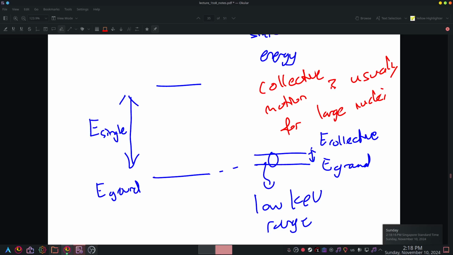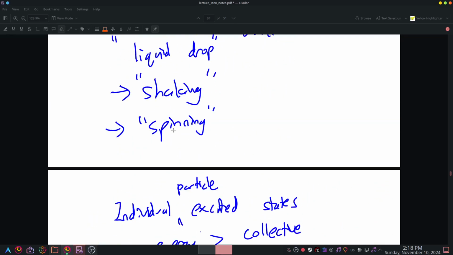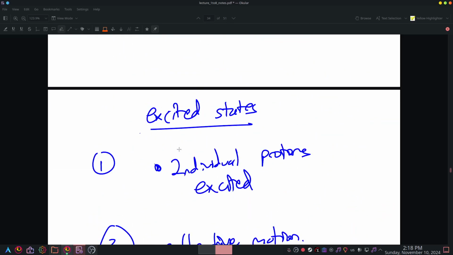So these are what we call excited states. These are the two main ways for nuclei to have excited states.